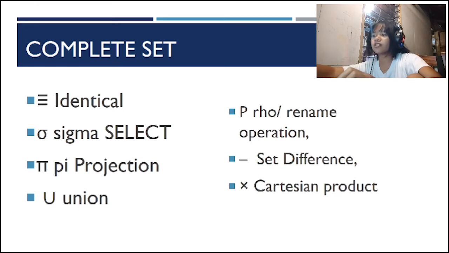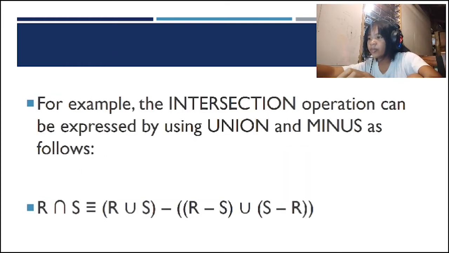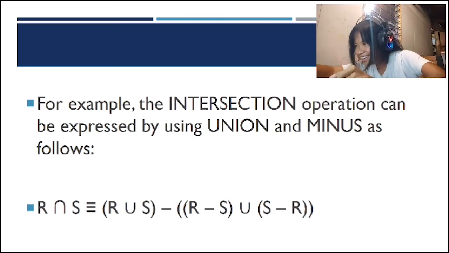It has been shown that the set of relational algebra operations sigma, pi, union, rho, set difference, and Cartesian product is a complete set. Any of the original relational algebra operations can be expressed as a sequence of operations from this set. For example, the intersection operation can be expressed by using union and minus as follows: R intersection S is identical to (R union S) minus ((R minus S) union (S minus R)).